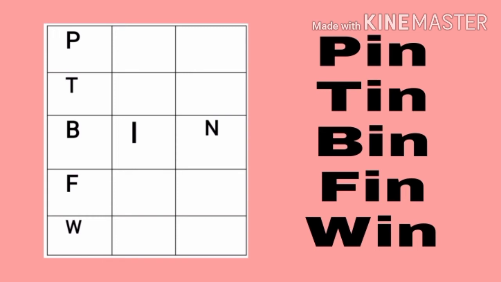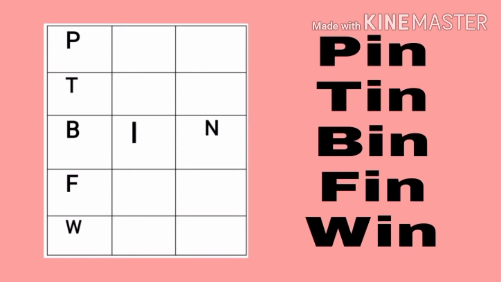तो देखो, जैसे फर्स्ट कॉलम में फर्स्ट लेटर है P. P's phonic sound is P. We add ion in P. So P-I-N, pin. Second letter is T. T's phonic sound is T. T-I-N, tin.